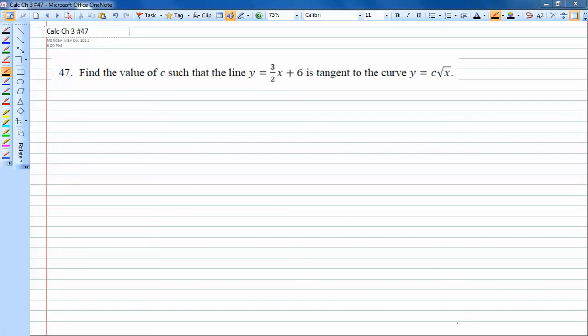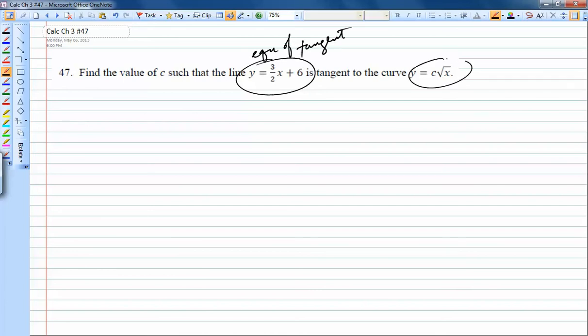Okay, so let's look at number 47 from the Calculus Chapter 3 packet. In this one, this is actually working backwards. I give you the tangent line right here. So this is the equation of the tangent, and what you're trying to do is find out stuff about the original curve.